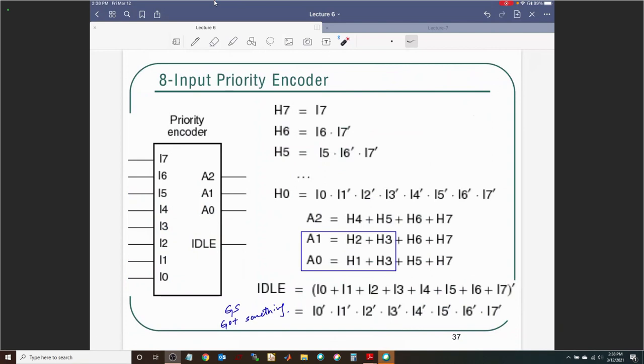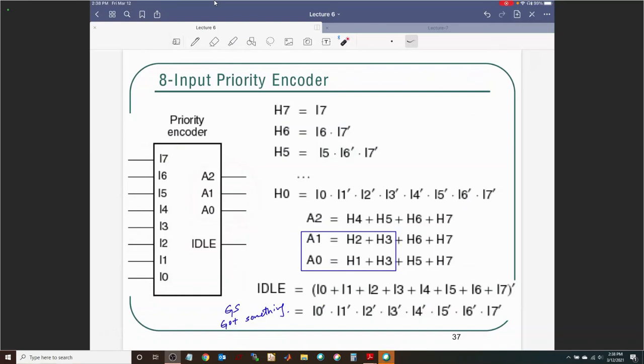This is the last slide we were talking about last class, where we have an 8 input priority encoder. So all these inputs over here are active high inputs, I0 all the way through I7. Clearly, I7 is the most significant input, I0 is the least significant input, and it has 3 outputs, all of them active high. It also has one special output called idle, which is active high, but it essentially monitors whether you got something or not on at least one of the inputs, right? And if you didn't, then idle would be inactive, or 0 in this case.